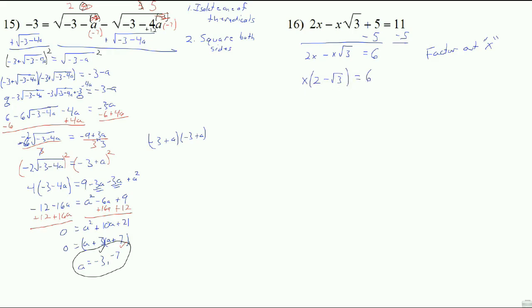And we want to get x by itself, so we divide both sides by 2 minus root 3. That leaves us with x on the left side because these cancel. That's what we wanted. X equals 6 over 2 minus root 3. Well, we can't leave it like that. There's a square root in the denominator. So we multiply by the conjugate, which we did earlier on this test review. So we're going to multiply both the numerator and denominator by 2 plus root 3.